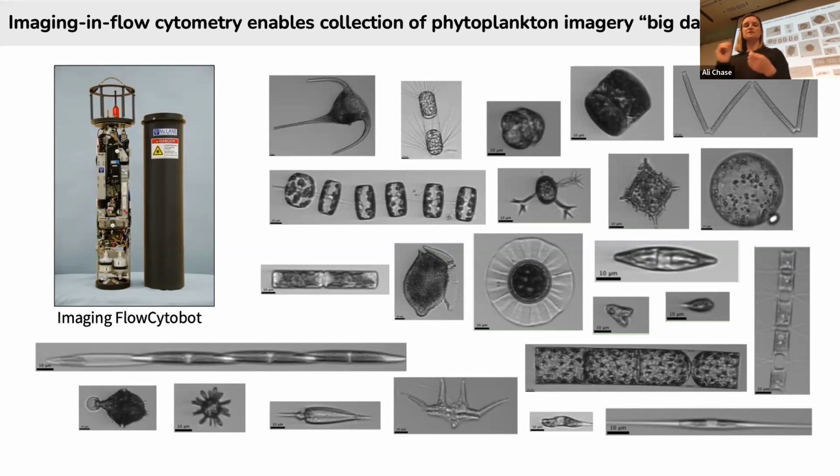Traditional or conventional flow cytometry enumerates particles. This is an imaging flow cytometer, which means it also takes a picture of every particle passing through the flow. We deploy it on ships. It can be deployed on moorings. For my research, I use data where the IFCB has been deployed on research vessels.